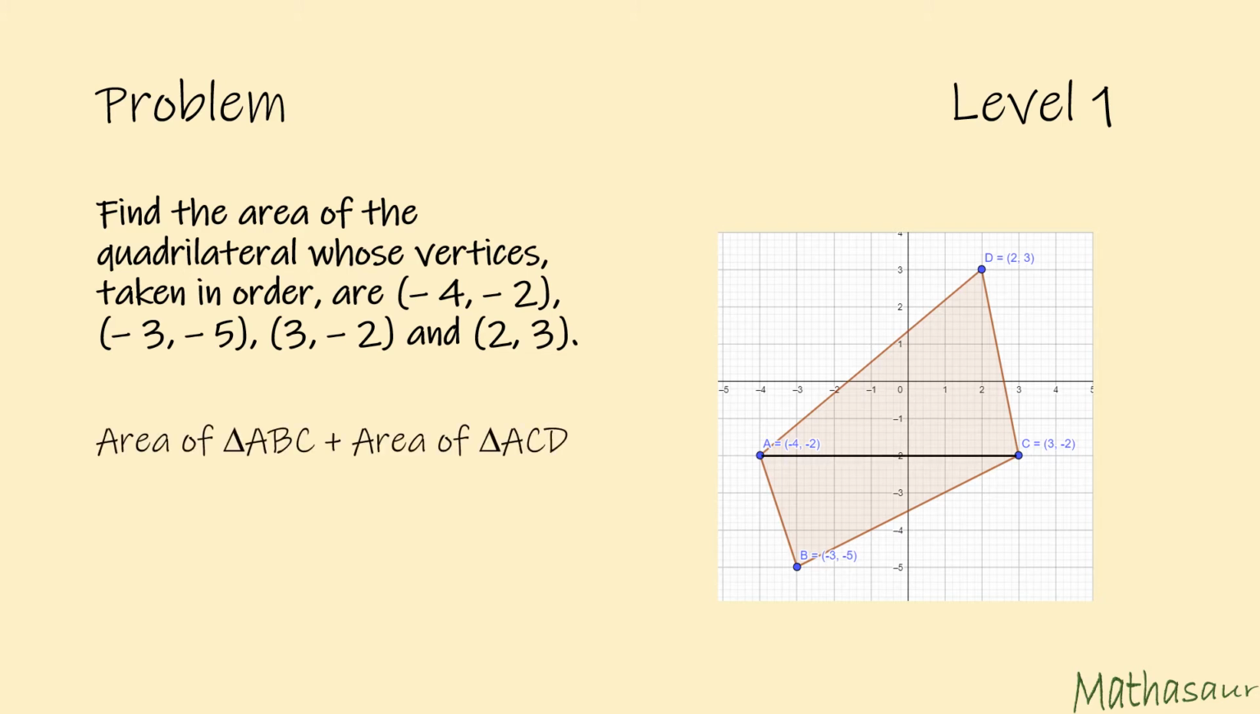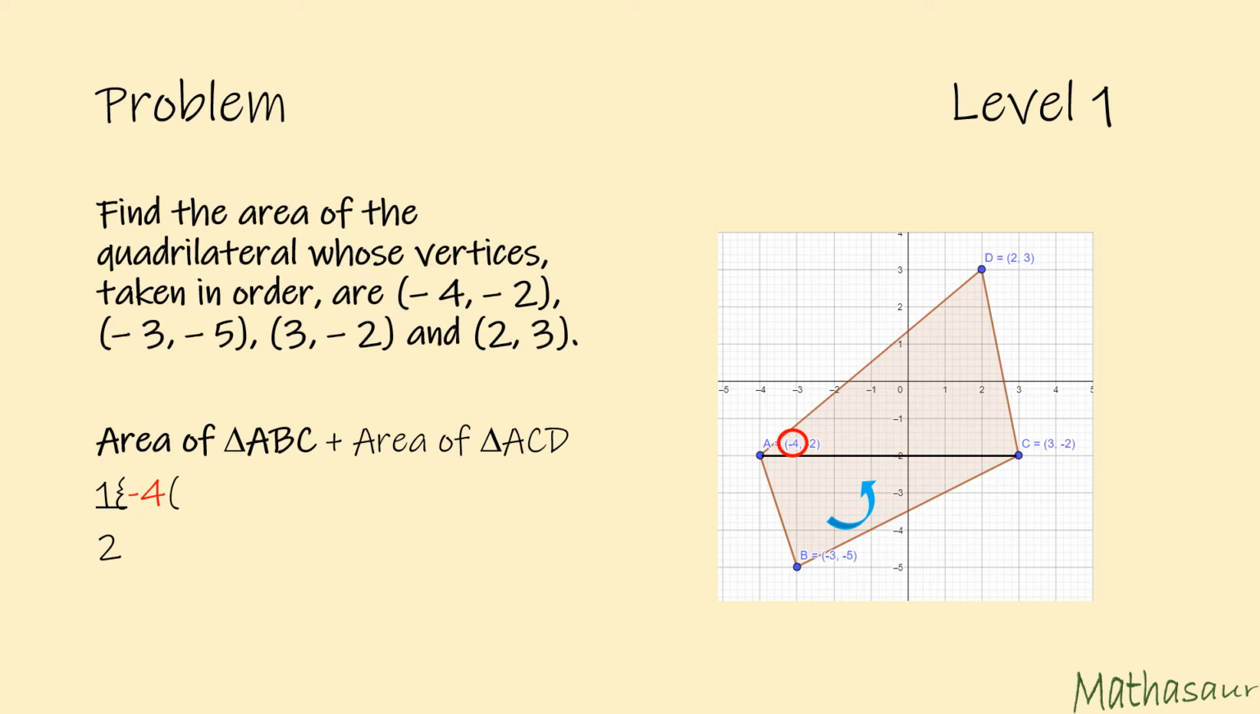Now we can easily divide this quadrilateral into 2 triangles. Join any one of the diagonals. Let us join diagonal AC. So we get area of triangle ABC plus area of triangle ACD as the area of this quadrilateral. Alright, now let us see how to apply the formula for area of triangle.